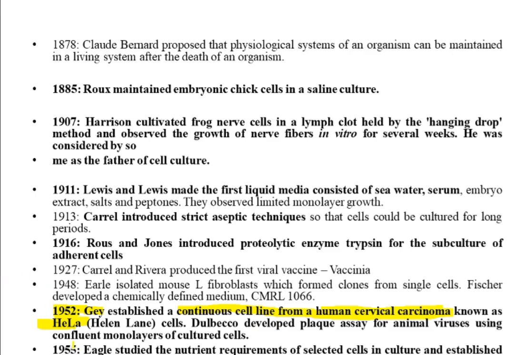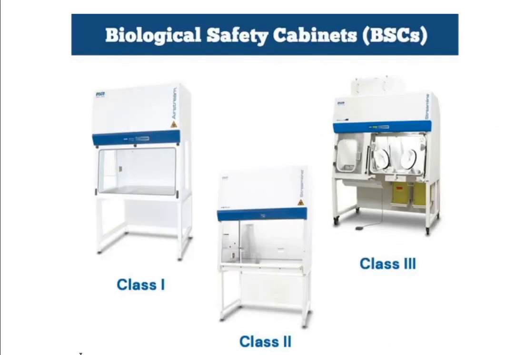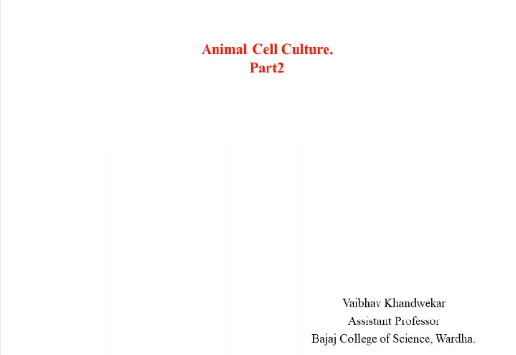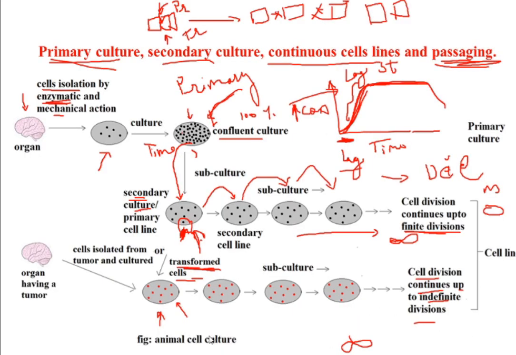Now it is 2020. Today the year is 2020. So 1952 and 2020, how many years are there? Almost 60-70 years after the isolation, we are still culturing and performing various experiments on those HeLa cell lines, right?